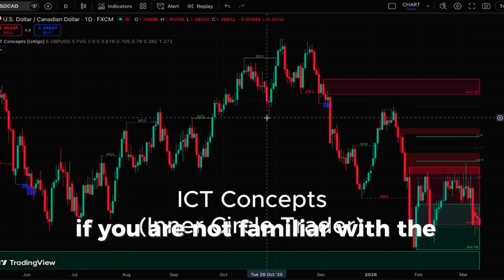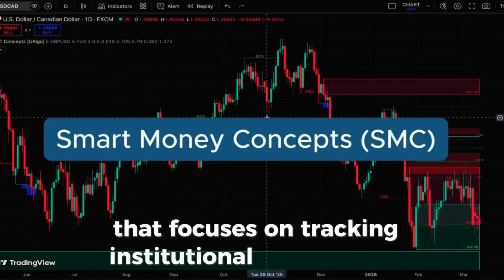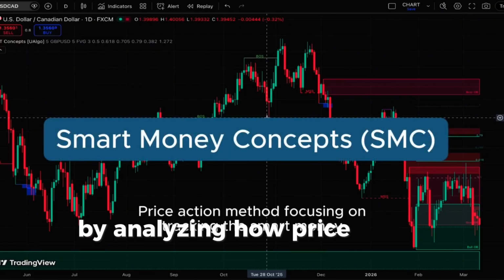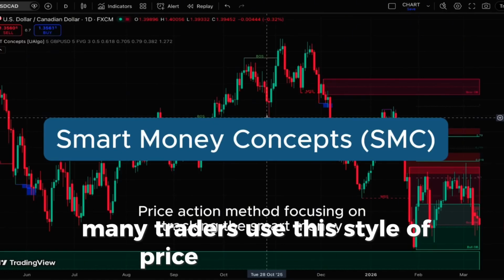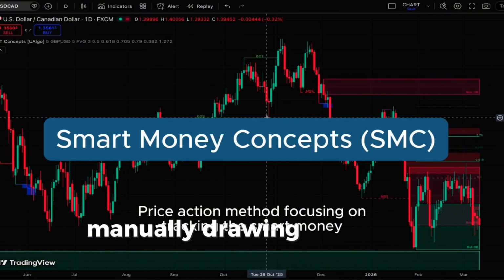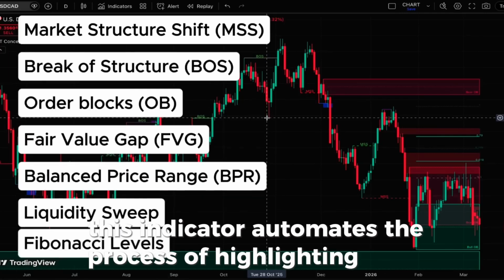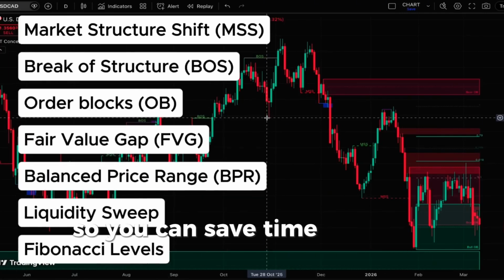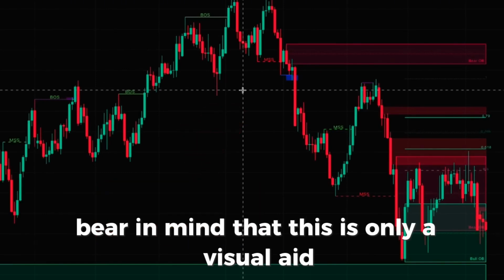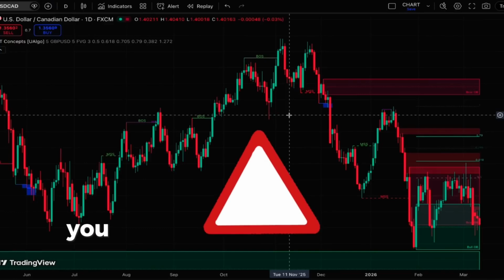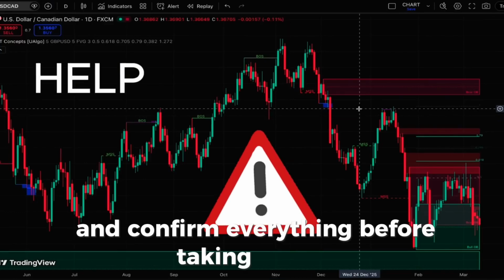If you are not familiar with the underlying method, it is a structured way of trading that focuses on tracking institutional-level activity by analyzing how price moves and reacts around key levels. Many traders use this style of price action analysis manually, drawing levels and patterns by hand. This indicator automates the process of highlighting those important zones so you can save time and focus on your decision-making. Bear in mind that this is only a visual aid, not a standalone trading system. You still need to understand the concepts behind each signal and confirm everything before taking a trade.